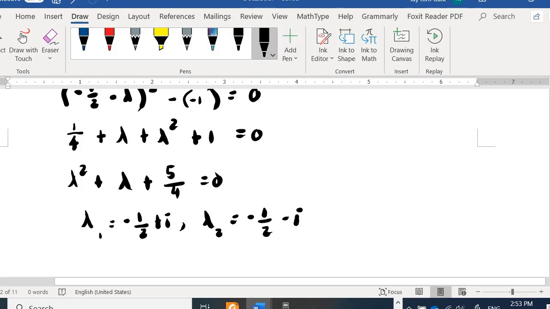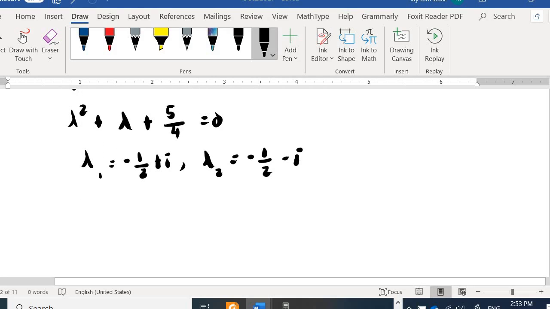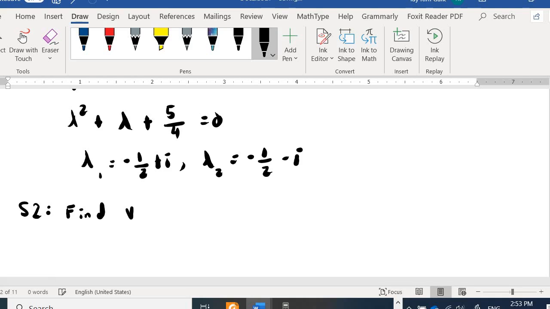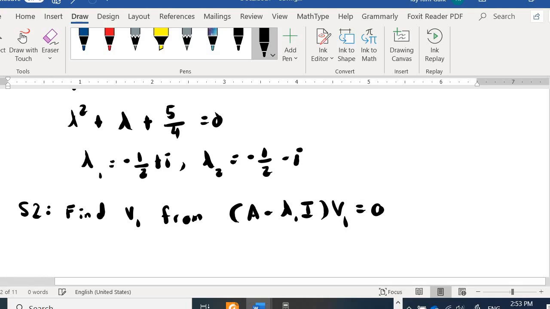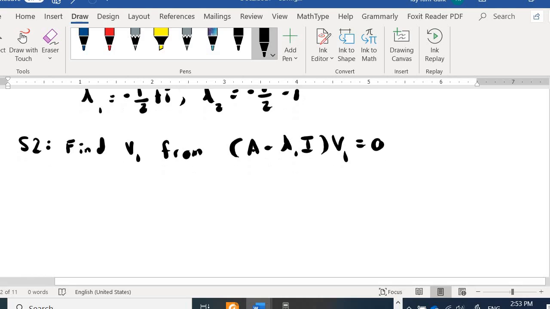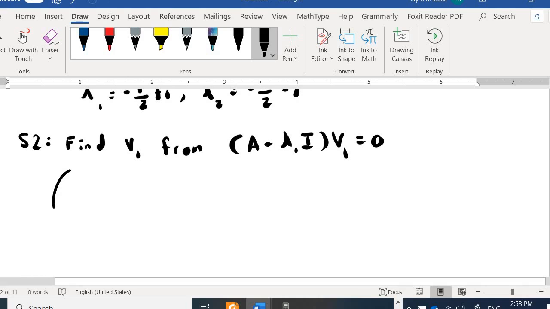Okay. And then you move to your step 2, find V1. Find V1 from A minus lambda 1 I, V1 equal to 0. So you plug in the A just now, we have what? Negative half.